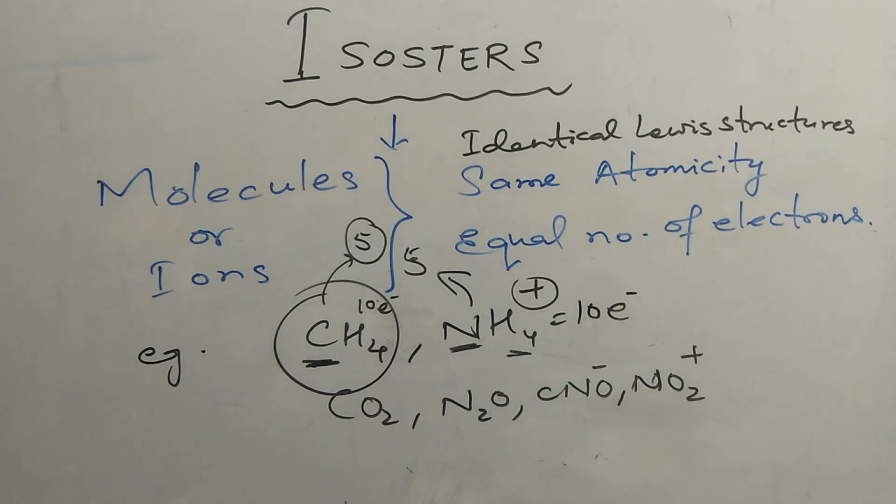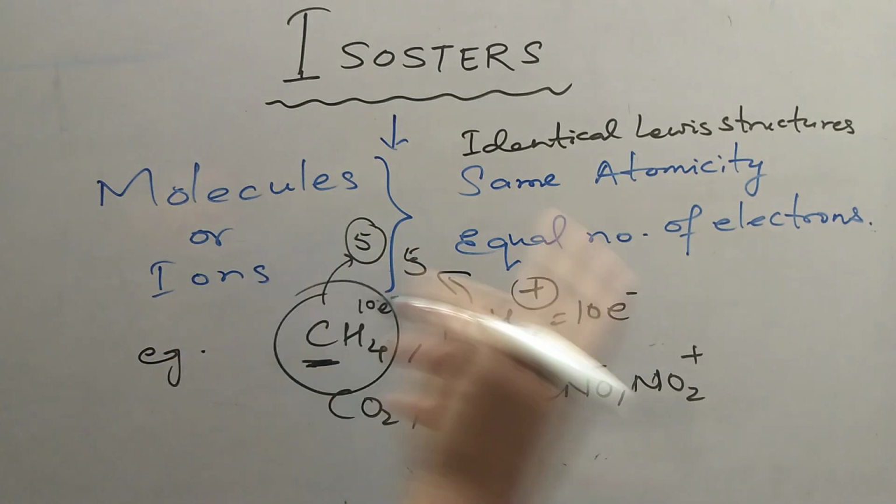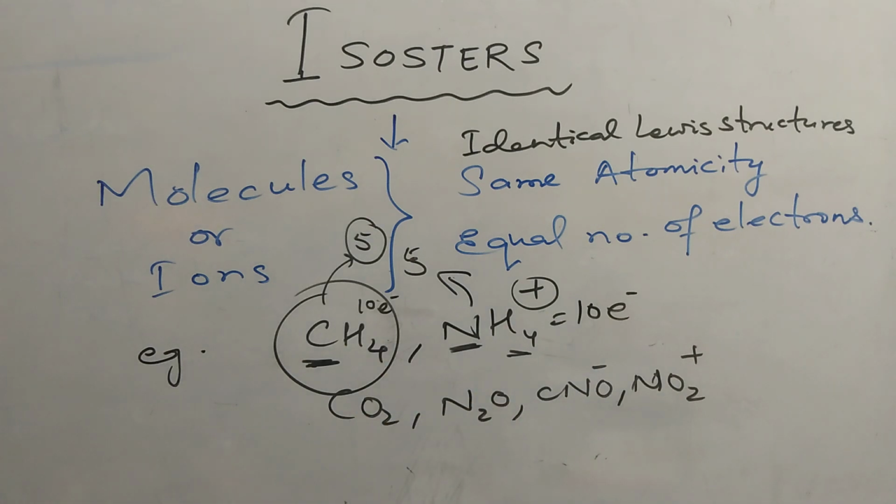So what you see is that methane has 5 atoms, 4 hydrogen and 1 carbon. The ammonium ion also has 5 atoms, 1 nitrogen and 4 hydrogen. Both have 10 electrons, and if you see the structure, they have identical Lewis structures. So these are called isosters.